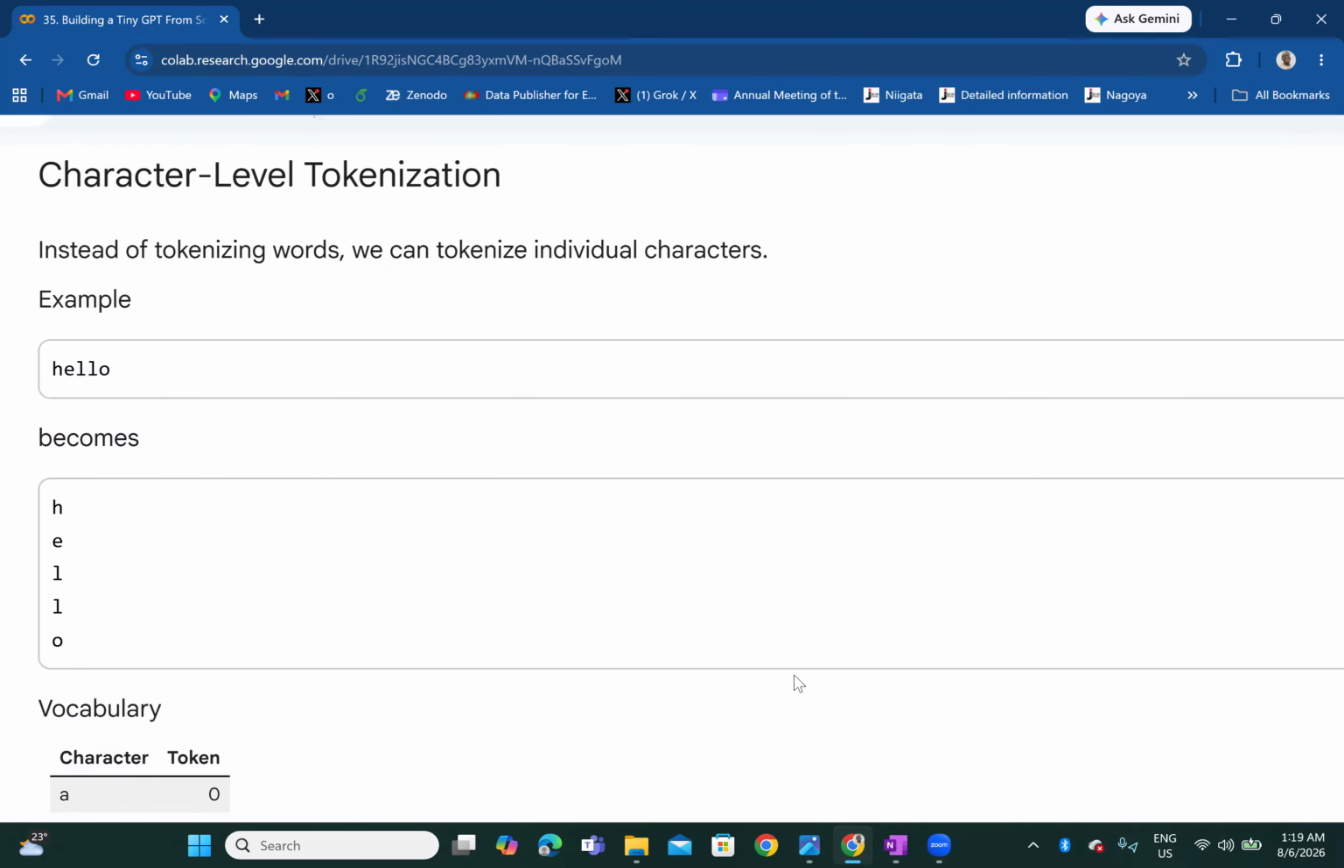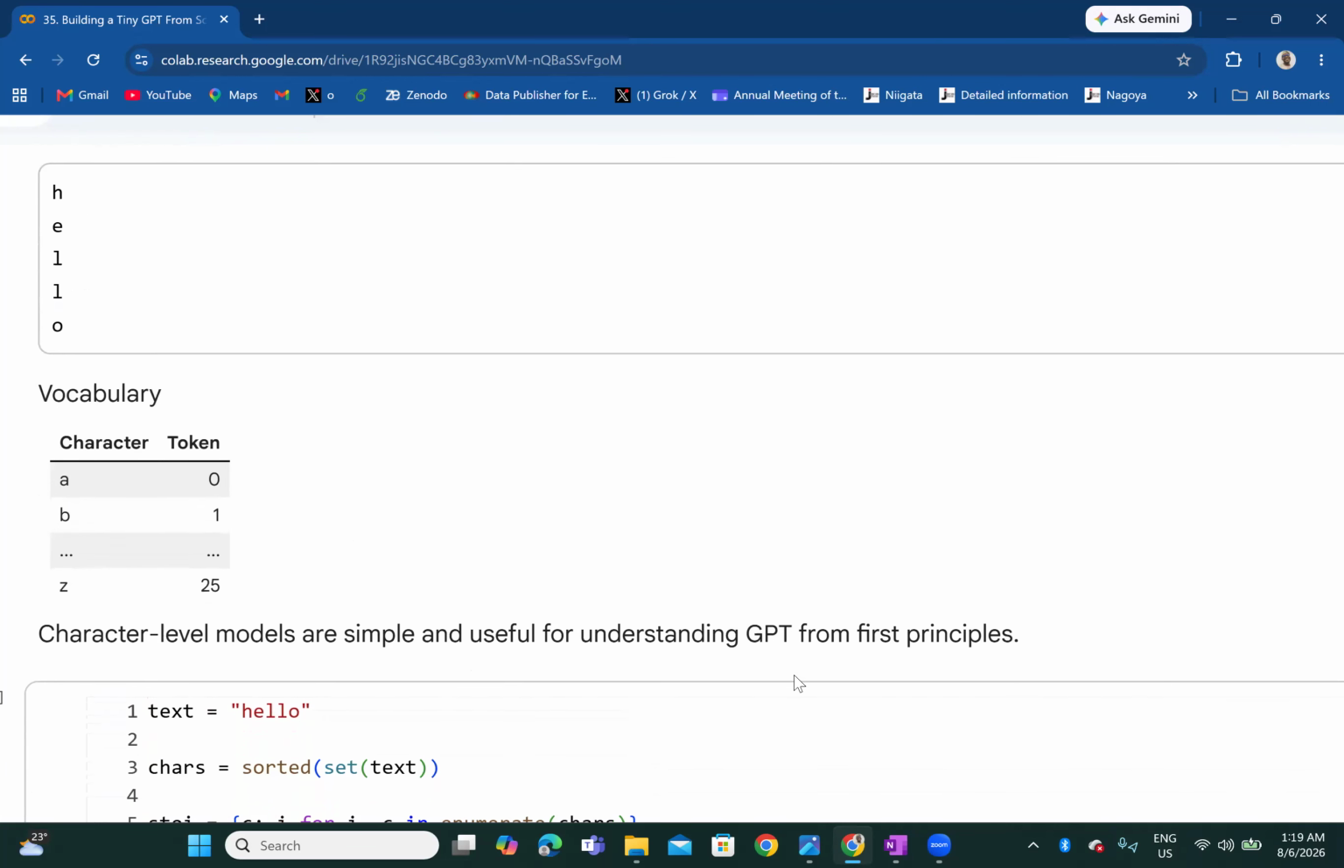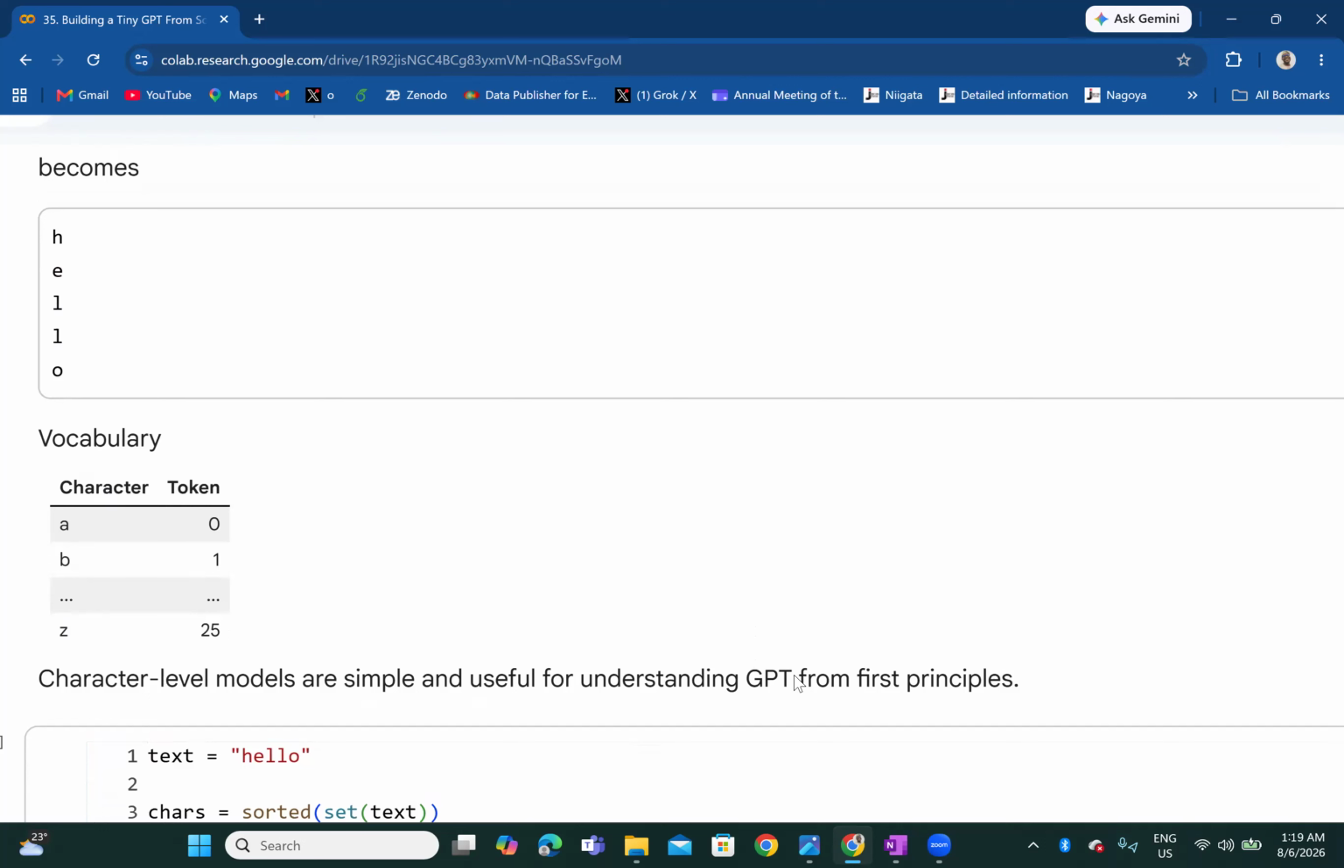Then we talk about character-level tokenization. Instead of tokenizing words, we can tokenize individual characters. For hello, for instance, hello becomes H, E, L, L, O. H is a token, E is a token, L is a token, another L is a token, and O is a token. In that case, you can have a vocabulary such that A is token 0, B is token 1, up to Z, which is token 25. Character-level models are simple and useful for understanding GPT from first principles.